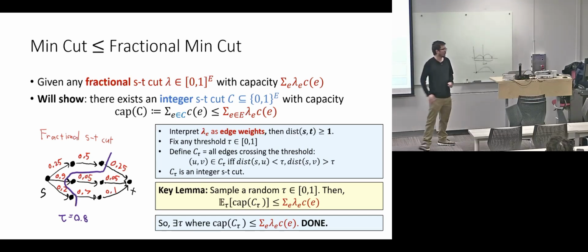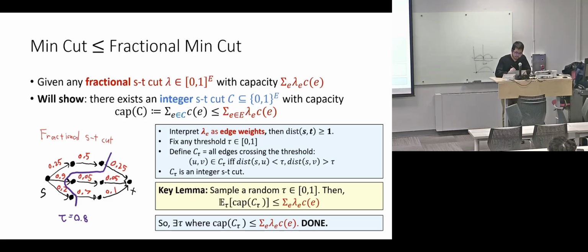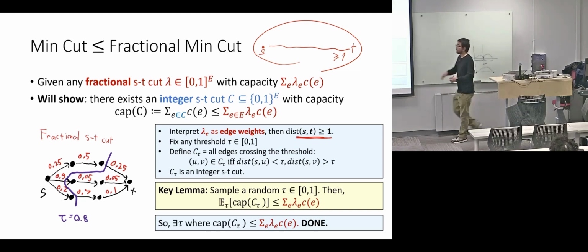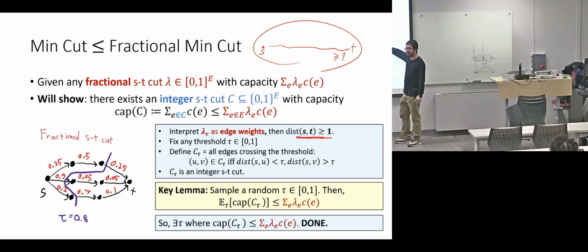For sure. So, you know that right now the distance from S to T is at least 1. There is no path of length less than 1. Do you still agree? I can try to tell you why this is true, but you agree with this? Okay. And so it means that to go from S to T, the total length of the path is at least 1 for any path.